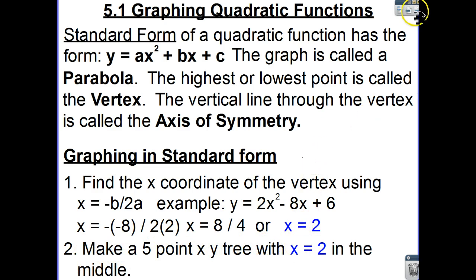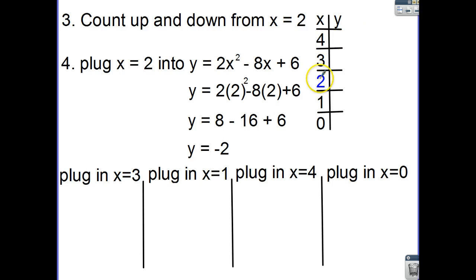Move on to the next screen. Alright, so you see I've put the xy table right here, and I've got 2 in the middle, and what we want to do then is move out symmetrically from this. We move up 1 from 2 to 3, and then up 1 from 3 to 4, and then down 1 and then down 2, we get 1 and 0. These 5 numbers are the numbers that we select to graph this quadratic function, or graph the parabola.